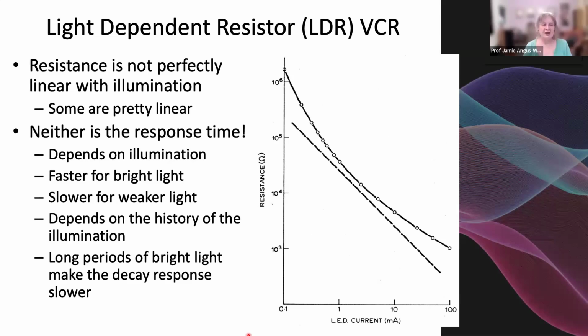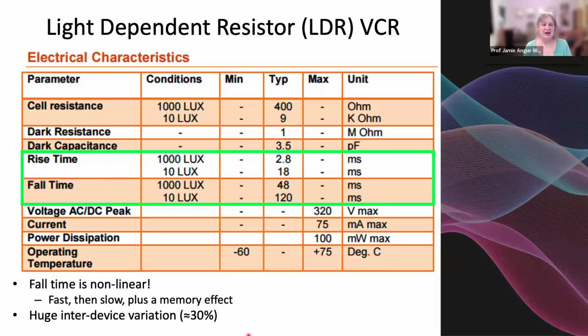Here's typical data for a light-dependent resistor. The thing I want to point out is that for high illumination, 1,000 lux, it's actually quite a low resistance, on the order of 400 ohms. For something 100 times less, it goes to about 9 kilohms. But if you put no light on it at all, it ends up with a resistance on the order of a megaohm or even higher.